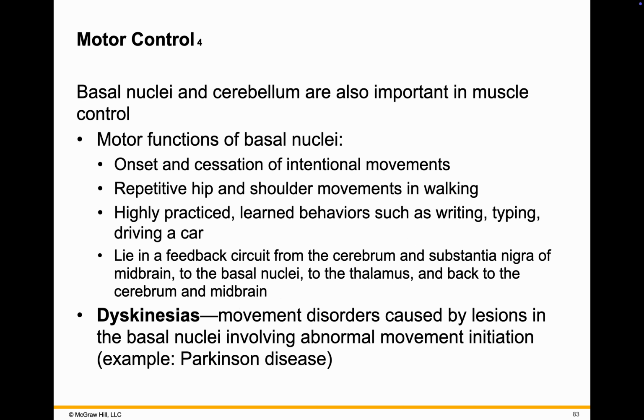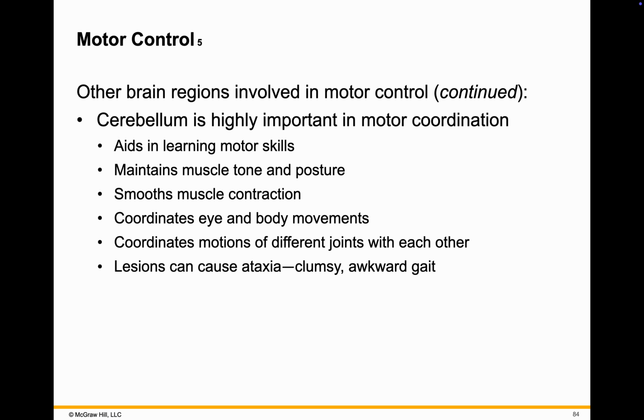Basal nuclei and cerebellum are also important in motor control, muscle control. Motor functions of the basal nuclei would include the onset and cessation of movements, repetitive hip and shoulder movements of walking, and highly practiced learned behaviors. Dyskinesias are movement disorders caused by lesions in the basal nuclei, which lead to abnormal movements. Parkinson's disease is a good example of that.